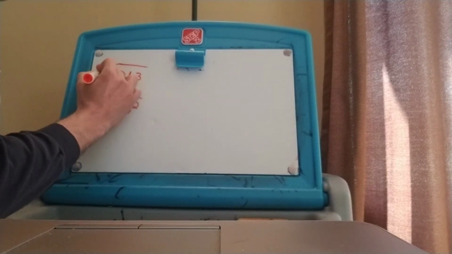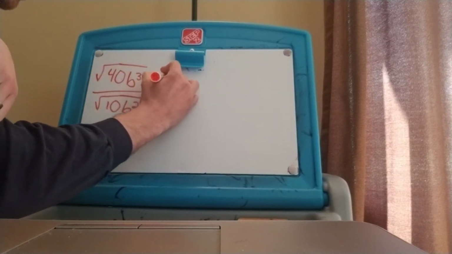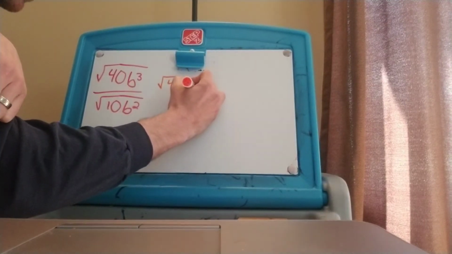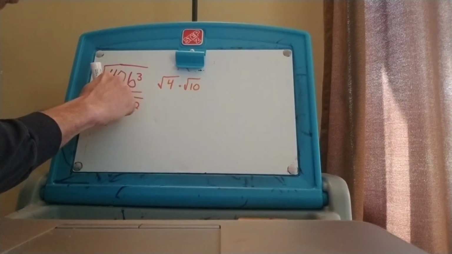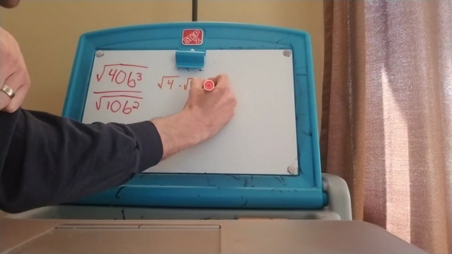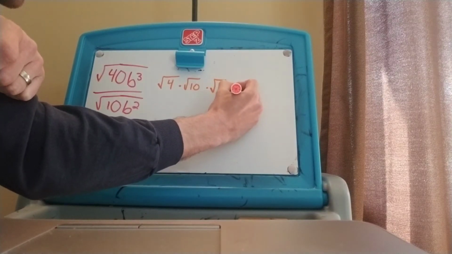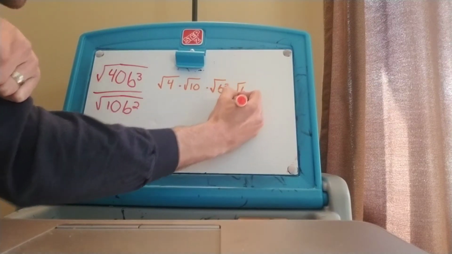So 40, there's a 4 in there, which is important. I want to pull out a perfect square, so that's the square root of 4 times the square root of 10. Here I have the square root of b to the third. I'm going to break that up into the square root of b squared and the square root of b.